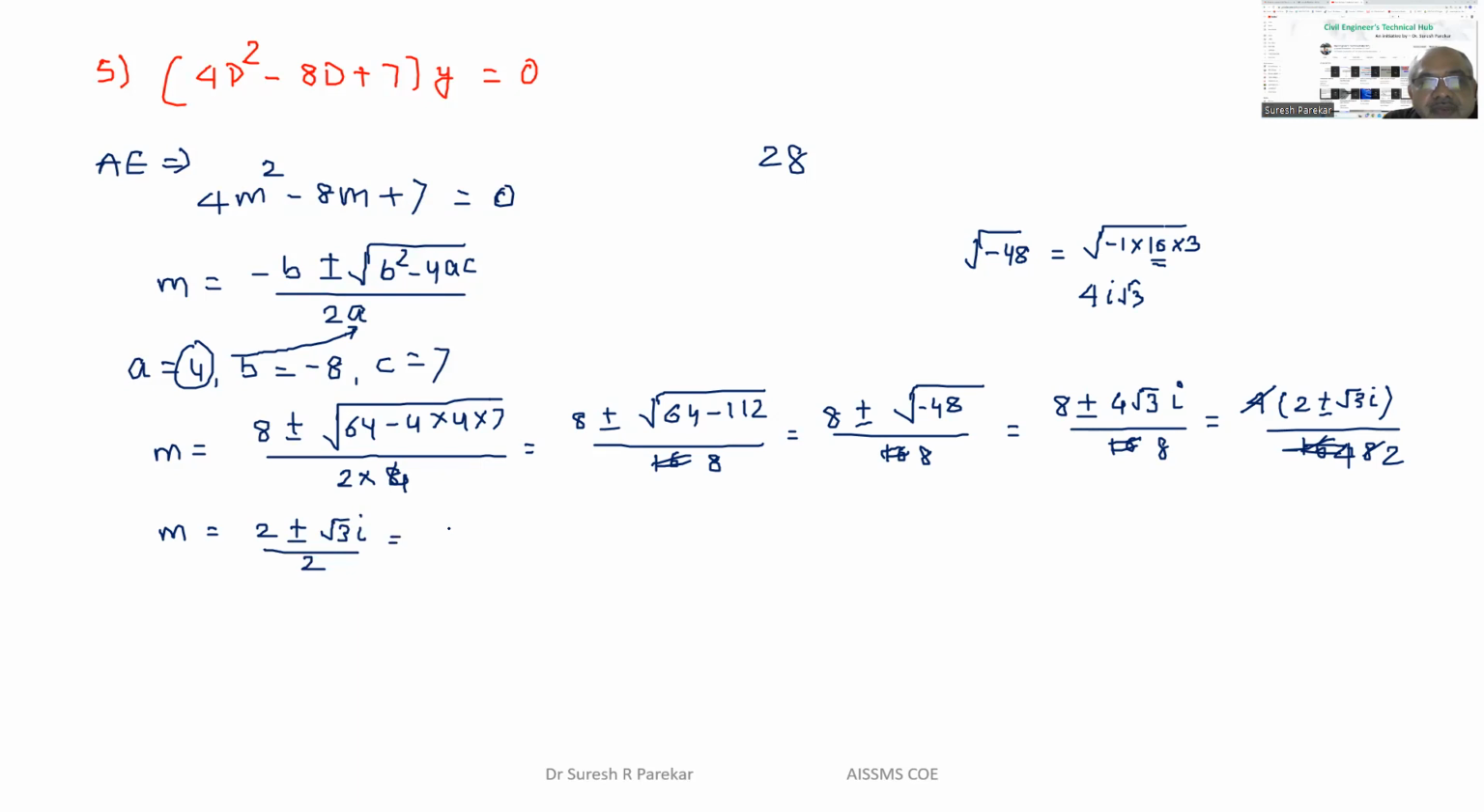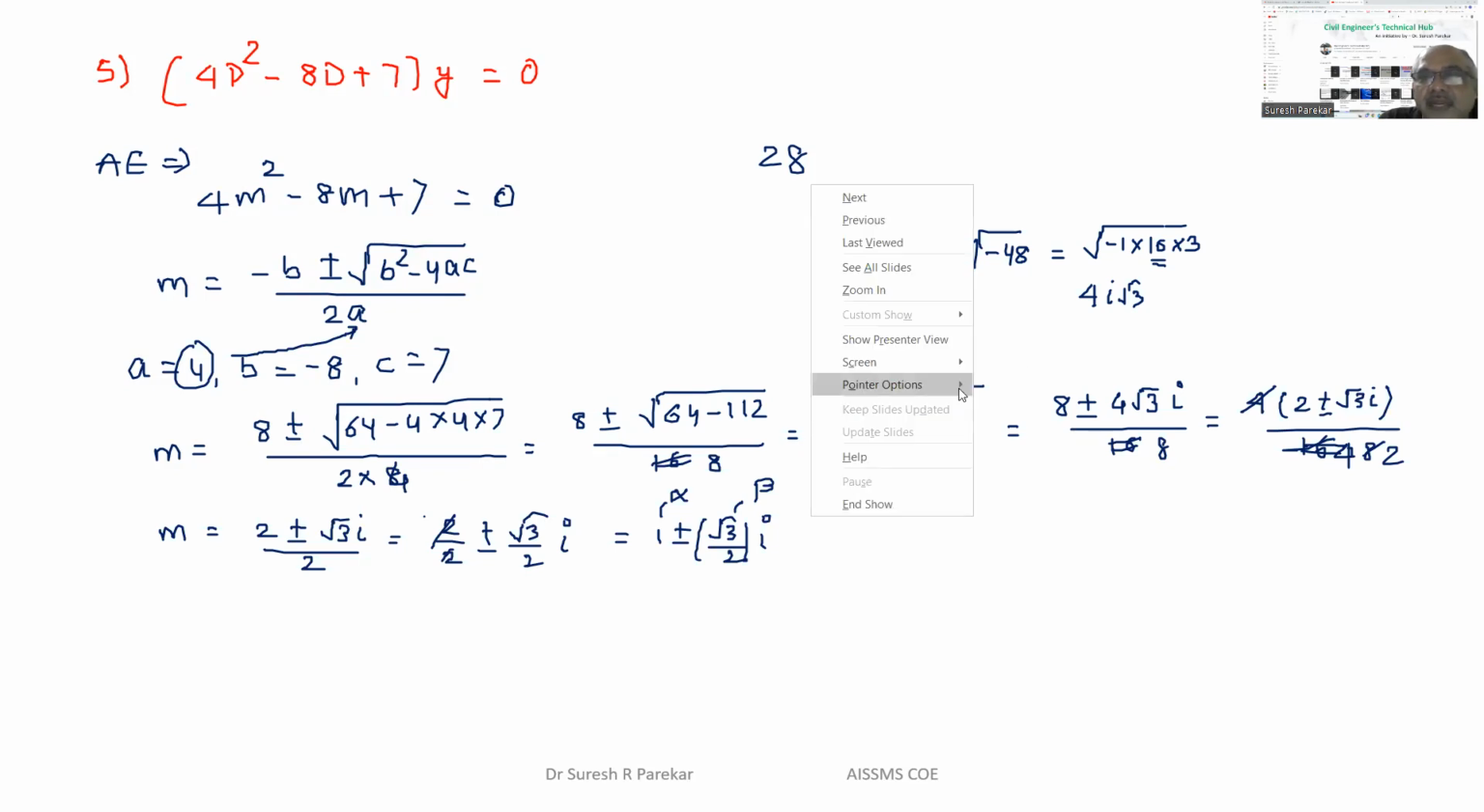Separating it, we have 2 by 2 plus minus root 3 by 2 i. So the 2s cancel, and we have 1 plus minus root 3 by 2 i. This is the real part, known as alpha, and this is the imaginary part, which is known as beta.